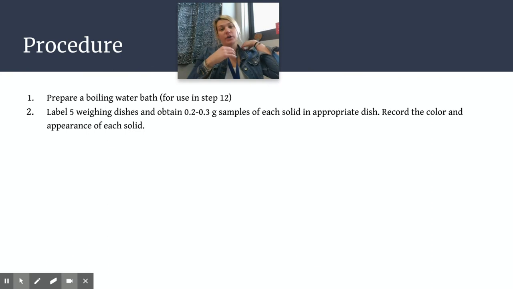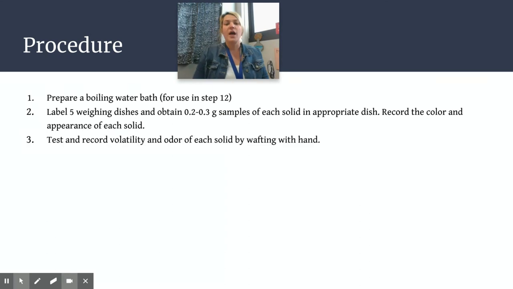And then we're going to put some of each chemical in. We don't really have to measure it that much, we just need enough to make sure that we can test them. Since we're looking at physical properties of these substances, it's important to record everything that we do and see. So before we even start the experiment, we're going to record the color and what each substance looks like. Then we're going to test and record the volatility and odor of each solid by wafting the hand.